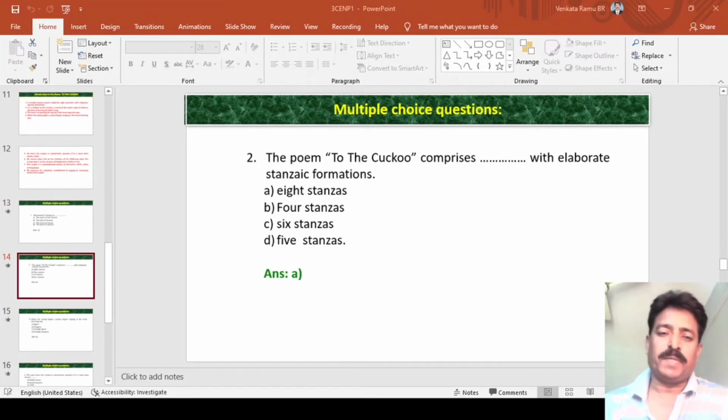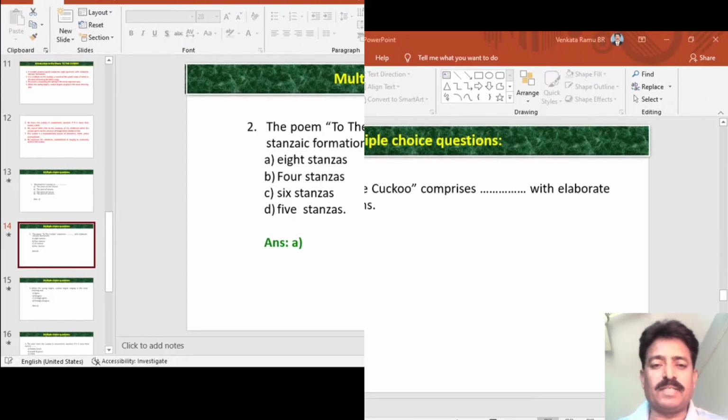Now to the second question. The poem To the Cuckoo comprises dash with elaborate stanza formations. There are four alternatives. A is 8 stanzas, B is 4 stanzas, C is 6 stanzas, D is 5 stanzas. You are sure the first one, 8 stanzas, is the correct answer. Thus, the poem To the Cuckoo comprises 8 stanzas with elaborate stanza formations.